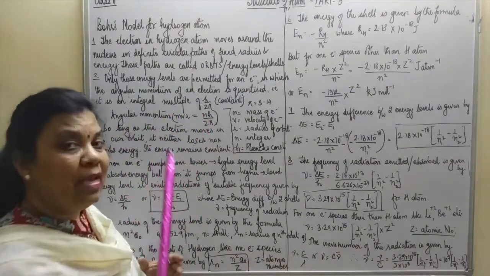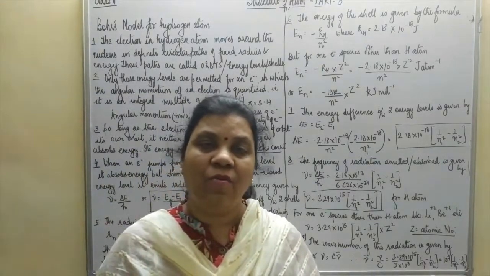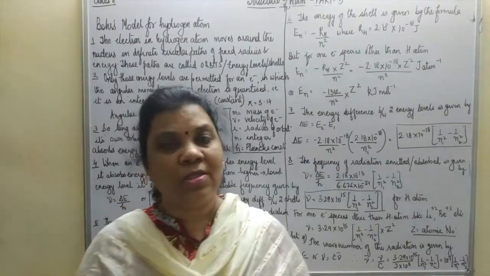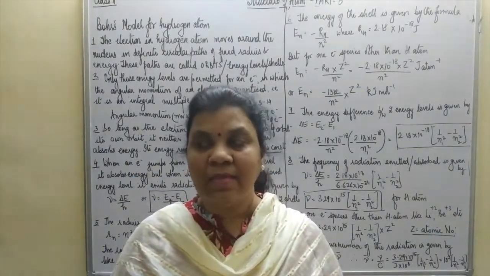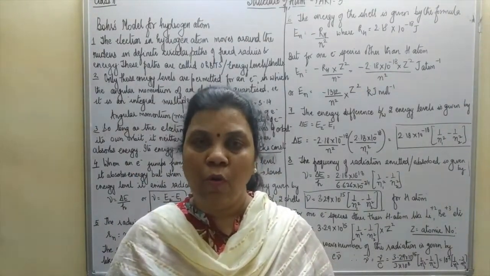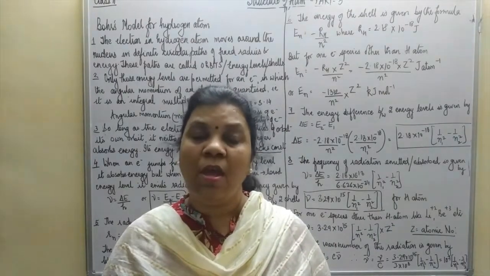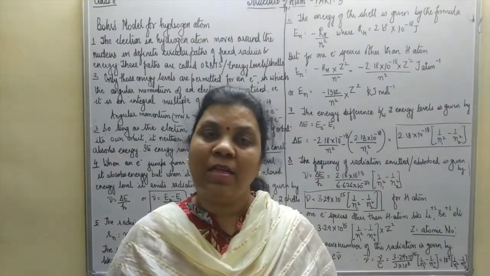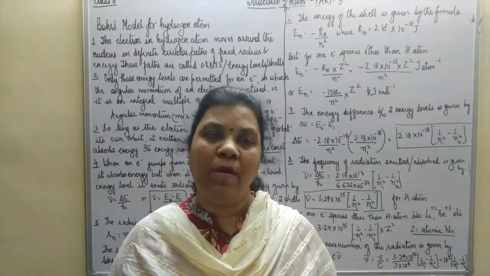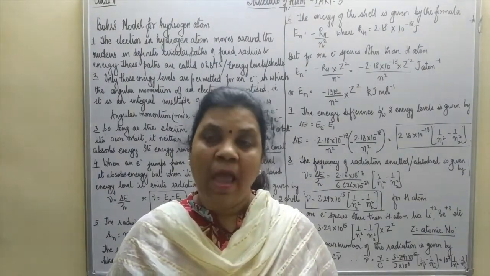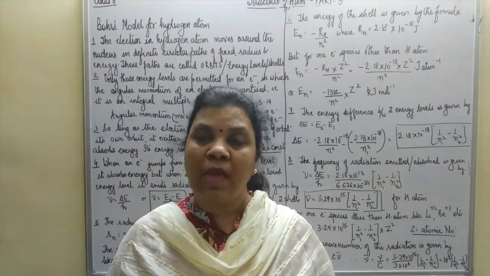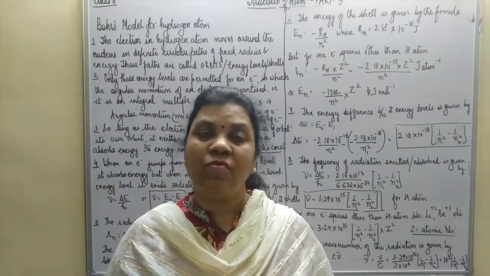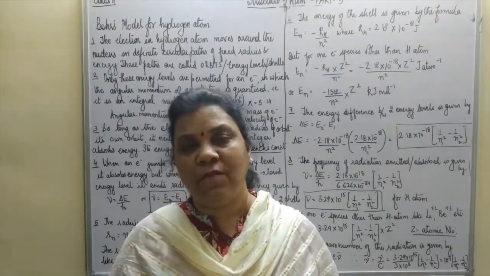The third postulate says that so long as the electron is in its own orbit, its energy remains constant. That means it is neither going to lose any amount of energy nor gain any amount of energy when it is moving in its own orbit, its own energy level. It will definitely lose, emit or absorb energy when it undergoes a transition from one energy level to another.